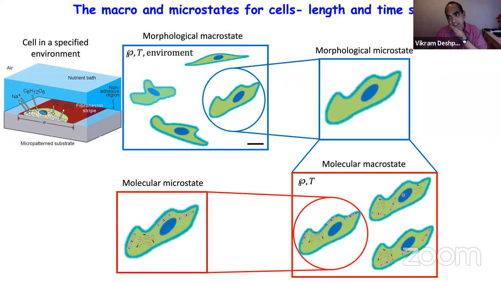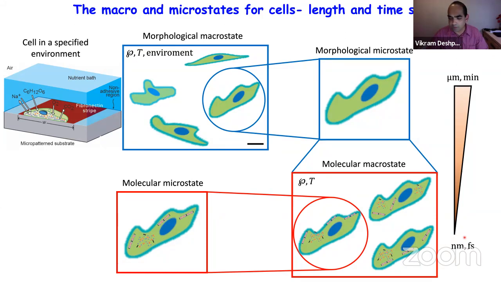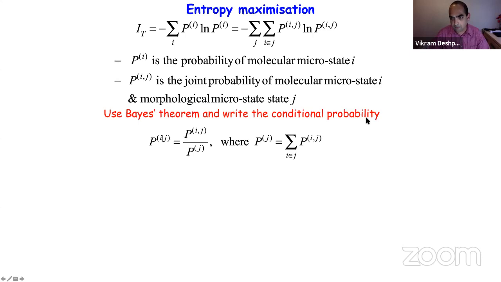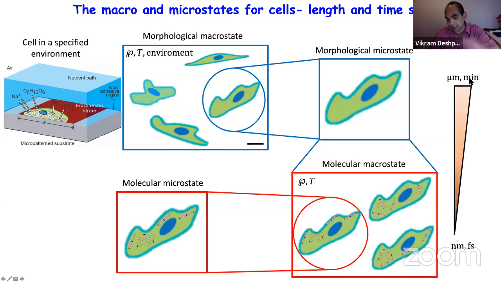Now, the good thing about what's happening in cell mechanics is that the time scale over which the molecular microstate is fluctuating is on the order of femtoseconds to nanoseconds, and it's happening over a length scale of nanometers. On the other hand, what's happening at this higher morphological scale is happening on a length scale of microns, and it's fluctuating really slowly. You saw that in those movies of the cell fluctuations. You saw that it was fluctuating on the order of minutes, basically.